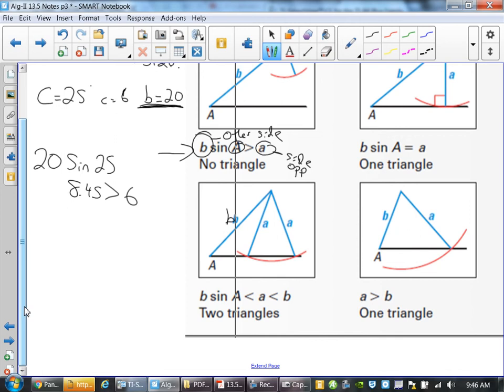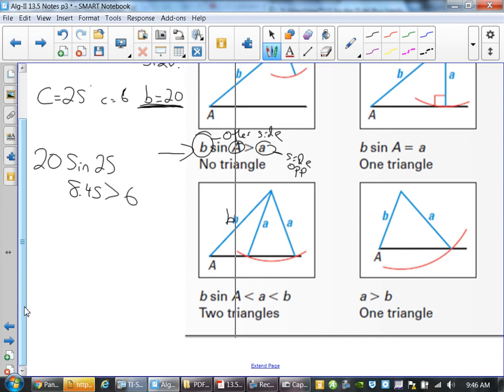That's what this is showing. The side opposite the 25-degree angle that's given to you, this being 6, is not long enough to reach up to the arc or the ray that's created from the angle. It's not enough to close it to create a triangle. That's what no triangle means. Does that make a little bit of sense? Yeah, you see it when you draw it out like that. That's why side-side-angle doesn't always work.